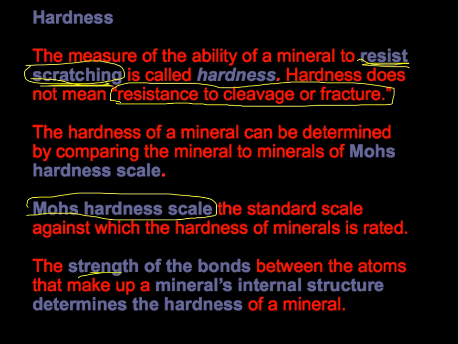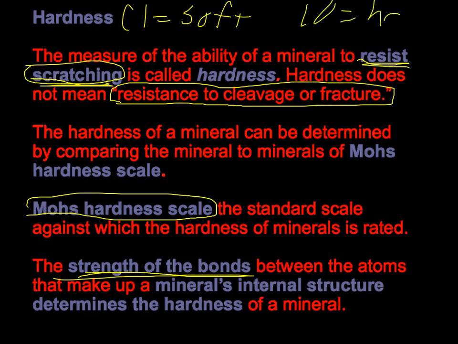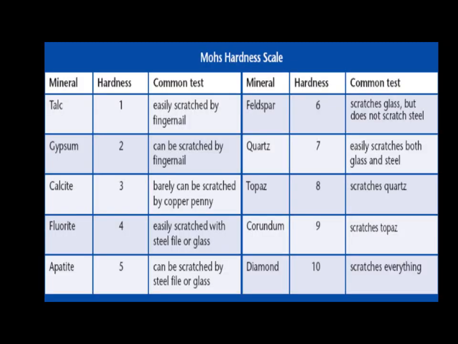So this has to do with the strength of the bonds between the atoms. It's kind of going a little more in depth than we need to. Pretty much 1 is soft, 10 is the hardest. This is the Mohs hardness scale. As you can see, there are different minerals on there assigned a hardness.